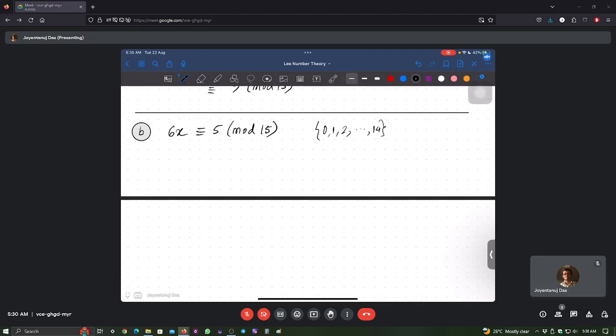I think that will not work. You can verify each term: x equals 0 will not work, x equals 1 will not work. Like that you can verify these 15 values, and there is no solution to this equation, because the GCD is not a divisor of C.